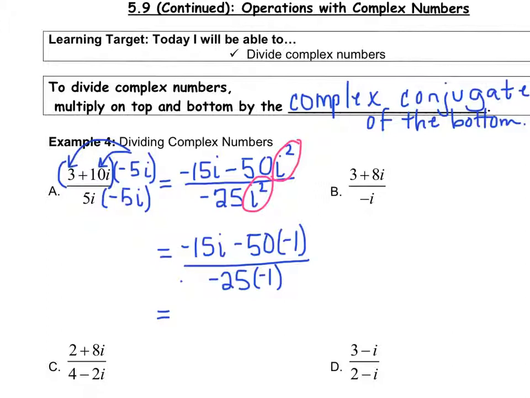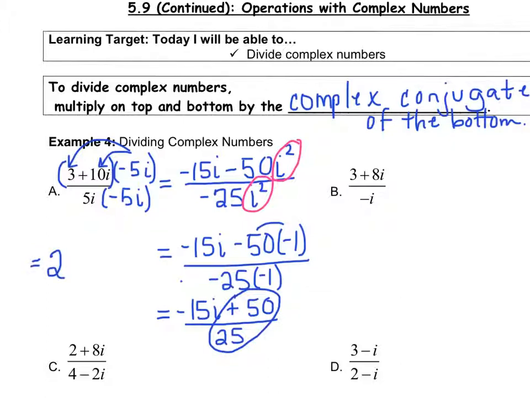So you can see real quick what's going to happen. Negative 15i, this is going to turn into plus 50. And on the bottom, that turns into positive 25. We're almost done, but we need to do a little bit of rearranging to get the final answer. First of all, we need to put the real part first. So the real part is going to be the 50 divided by 25. 50 divided by 25 is 2. I'm going to write the final answer over here.